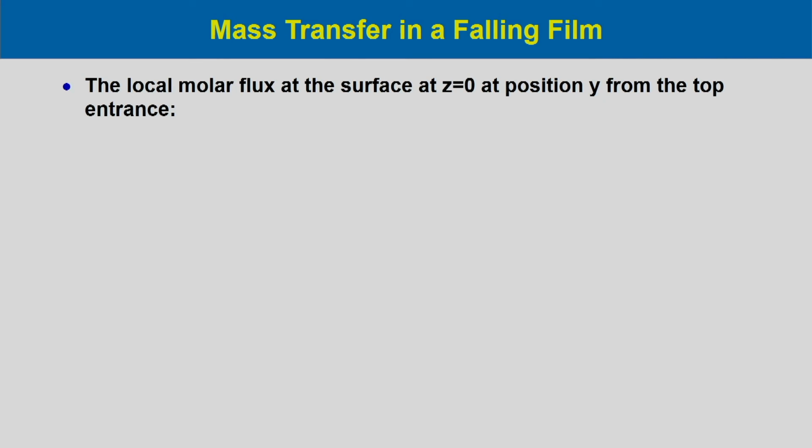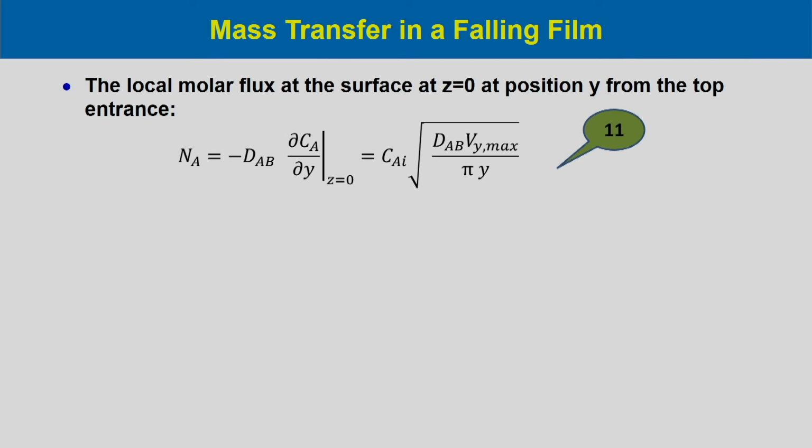Now, the local molar flux at the surface at z is equal to 0 at any position y from the top of the entrance, we can write N A is equal to minus D A B del C A del y at z is equal to 0. So, the local molar flux at the surface of the falling film at any position y from the top of the entrance. That means we have to calculate the flux at the gas liquid interface. So, it is minus D A B del C A del y at z is equal to 0.